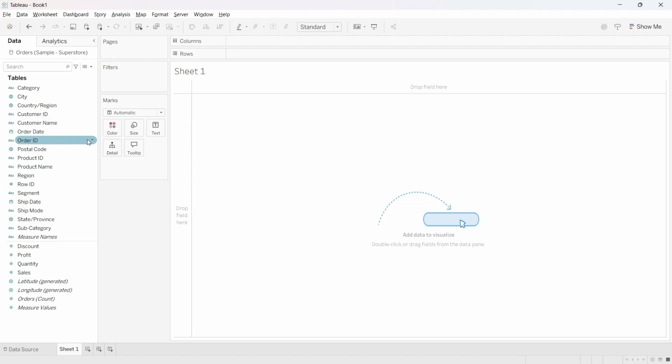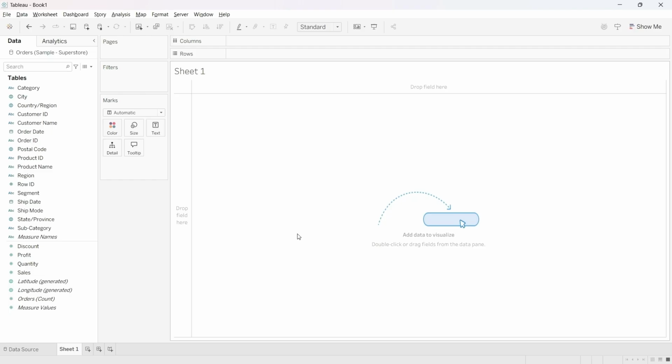If we look at the data pane, we can see the dimensions section. Here we have fields such as category, subcategory, region, product name, customer name, and segment. These are examples of fields that provide descriptive, categorical, identifying, or contextual information about our data.